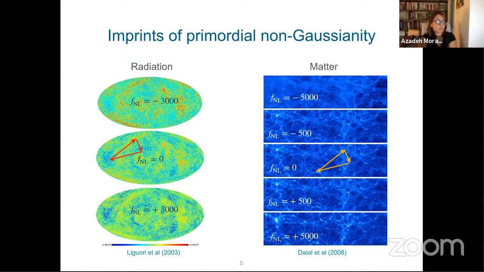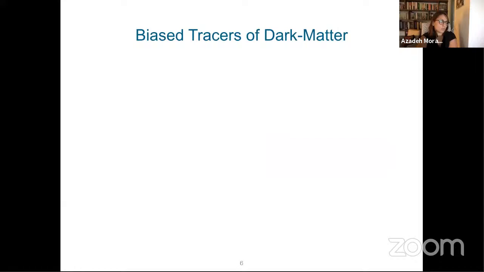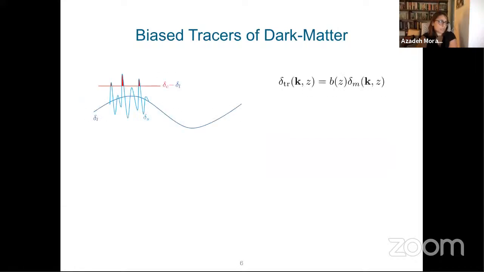And here, these are snapshots of simulations, on the left for the CMB, on the right for the dark matter distribution, for simulations with Gaussian initial conditions of FNL 0 or non-Gaussian initial conditions. Of course, these FNL values are huge, but this is just to exaggerate the impact that primordial non-Gaussianity has on the matter and radiation fields. Now, in addition to this three-point function, there would be an extra imprint on biased tracers.